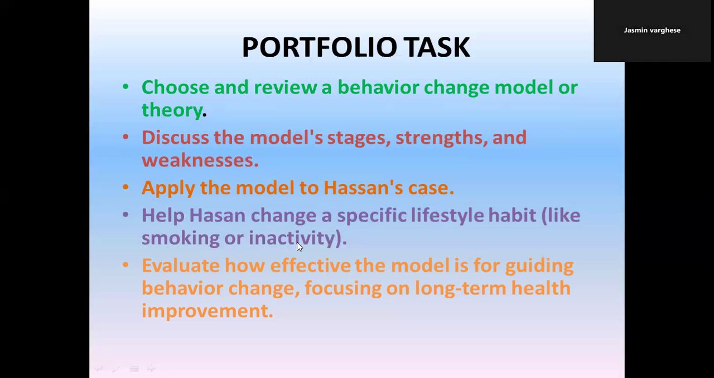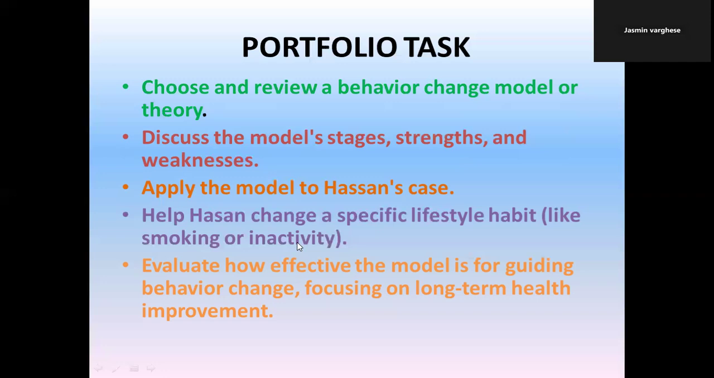Then what you have to do next? You have to discuss the model stages, strengths and weaknesses. Third task is to apply the model to Hassan's case. Fourth task, help Hassan to change specific lifestyle habits like smoking or inactivity. If you read the case study, you will understand what kind of unhealthy lifestyle Hassan has. So how can we help Hassan overcome those problems by using this model? And the last task is to evaluate how effective the model is for guiding behavior change, focusing on long-term health improvement. So, this is your task.